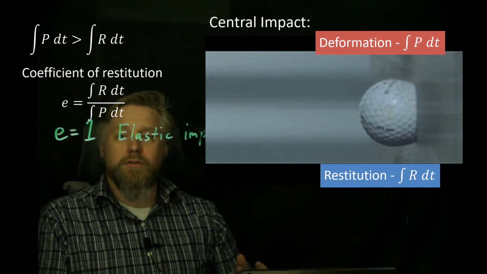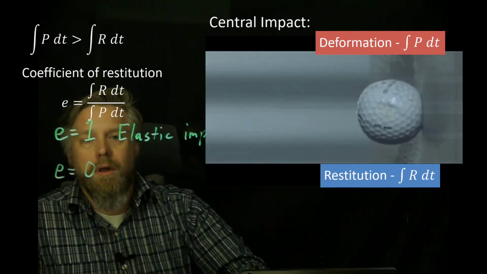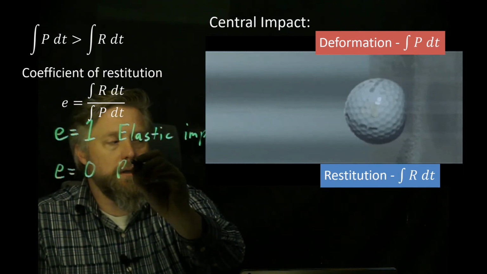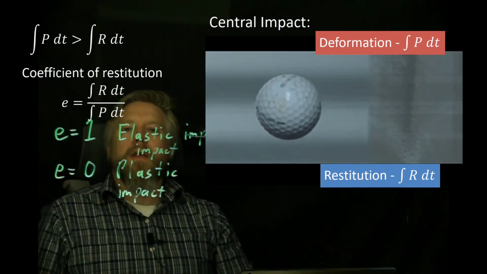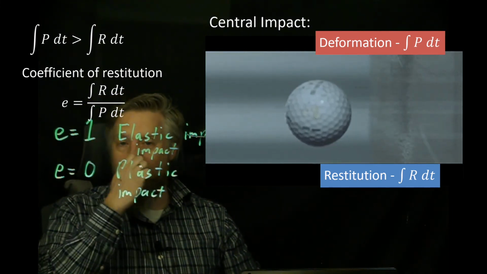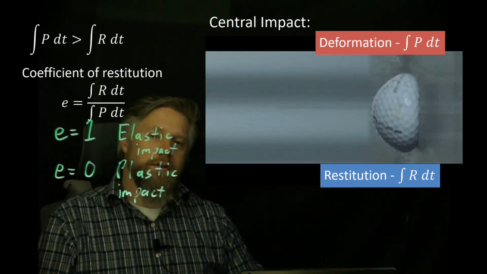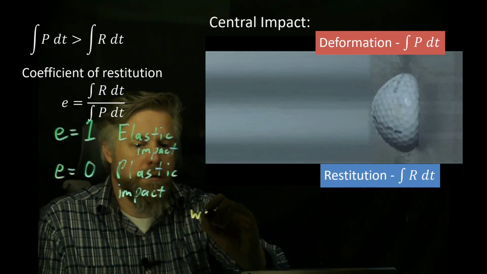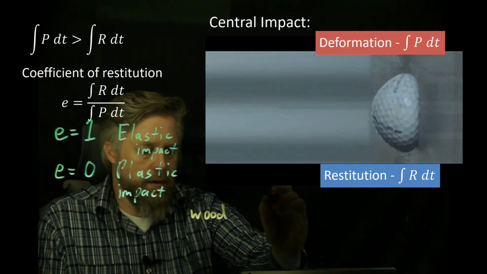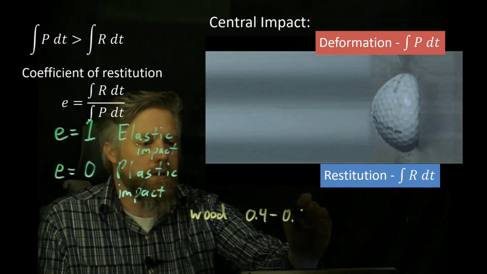On the other extreme, we have a coefficient of restitution equal to 0, and we call that a fully plastic impact. Real materials are always somewhere in between, somewhere between 0 and 1. To give you some more typical values, if you're looking at wood on wood, you get somewhere between 0.4 to 0.6.